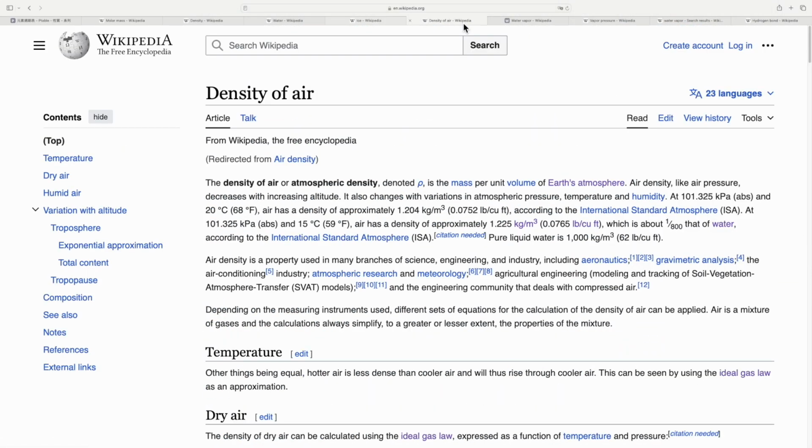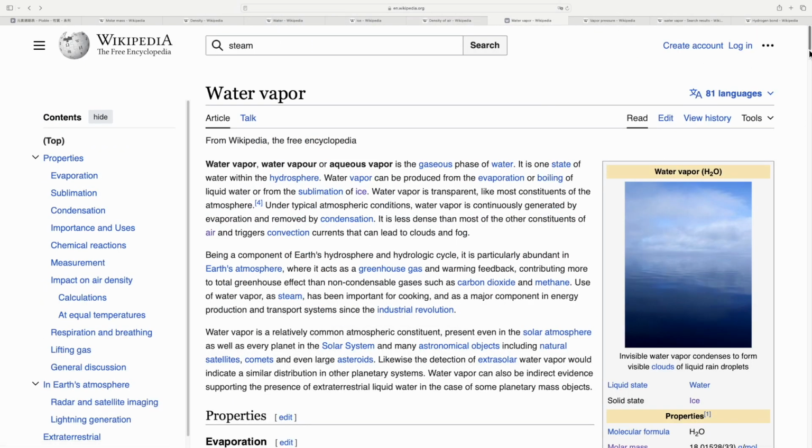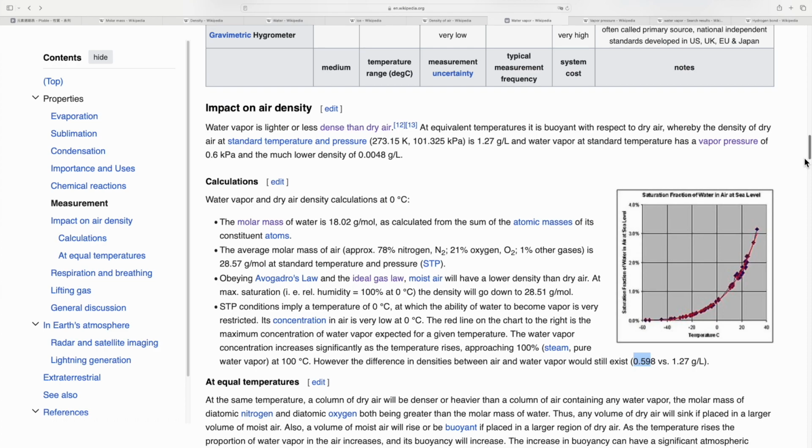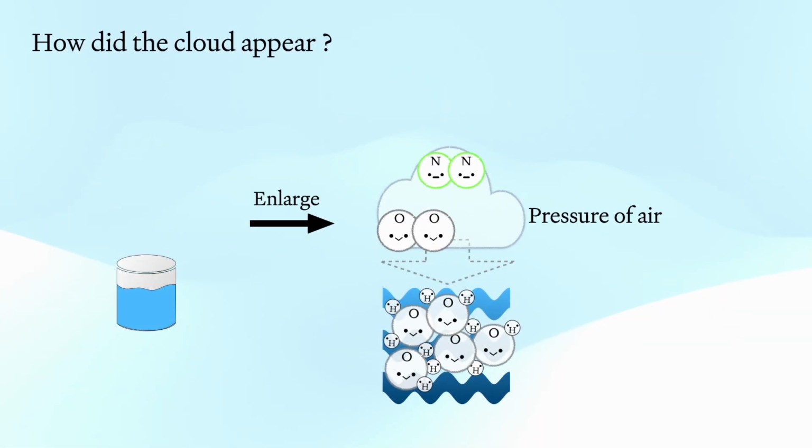Air is 1.2754 kg. Clouds are 0.5976 kg. Clouds are relatively light, so we see clouds floating. Back to the question of how clouds appear.